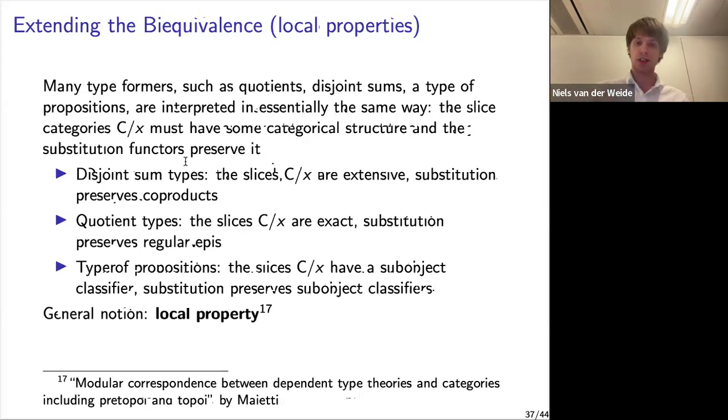Okay, what about quotient types? The fibers are exact and substitution preserves regular epis. Okay, what about subobject classifiers? Every fiber has a subobject classifier and substitution preserves subobject classifiers. So each of these type formers is basically interpreted in the same kind of way. And this is not invented by me. I learned it from this paper with a long title, Modular Correspondences Between Dependent Type Theories and Categories Including Pretopoi and Topoi by Maietti, which has this notion of a local property.